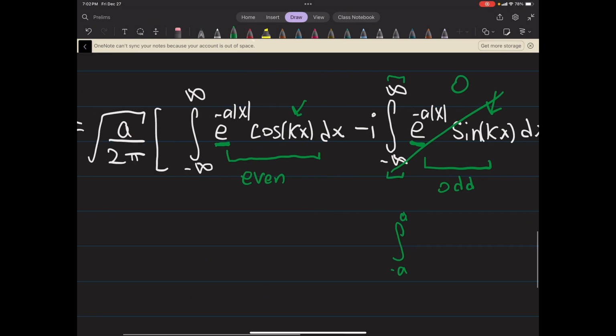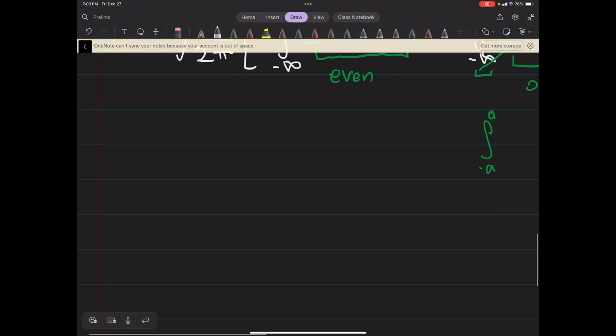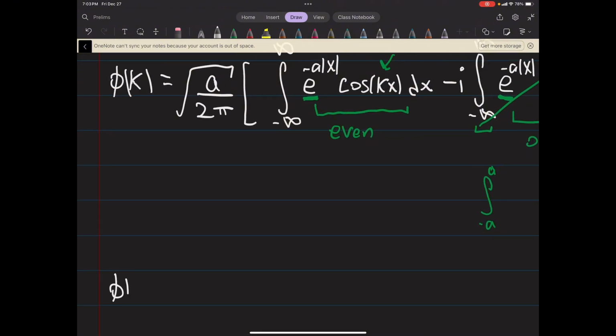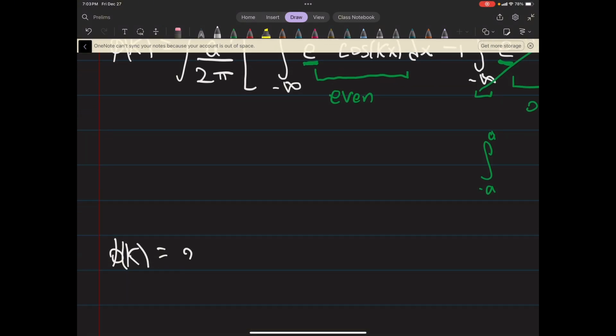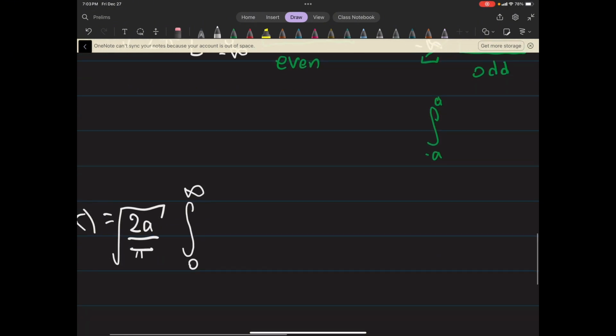Meanwhile, for the even part, we can utilize the exact same trick we used in the normalization constant, where it's 2 times the integral from 0 to infinity. So let's do that. So then our wave function will now be 2a over pi, square root, the integral from 0 to infinity, and then we're just going to have e to the minus ax cosine kx dx.